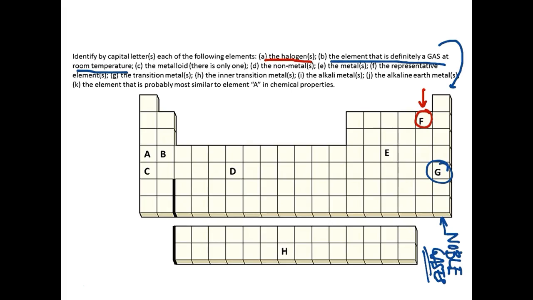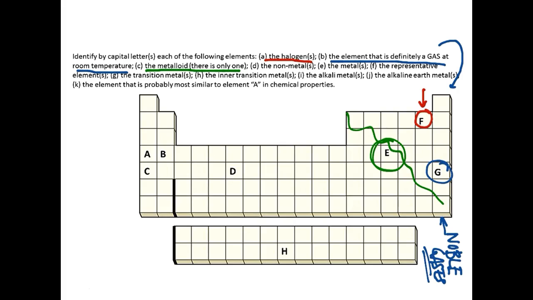Part C, the metalloid. There's only one, so you don't have to memorize exactly what the metalloids are. But I generally want you to know that they're sort of along this diagonal line over here. And so the only thing that might touch that diagonal line is E. And so knowing that there's only one means that E has to be the answer. Okay, so there's a diagonal somewhere in that area, so E has to be the answer.